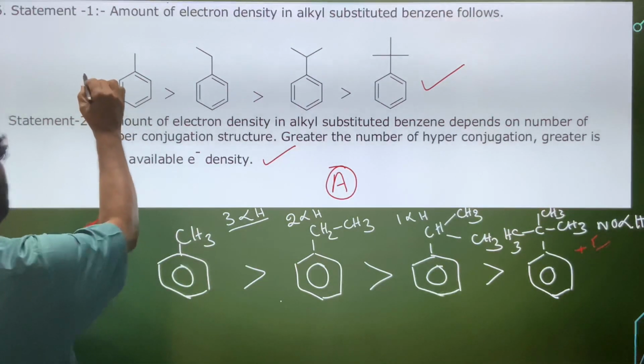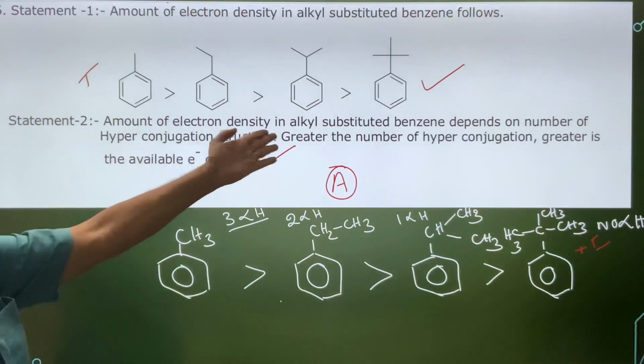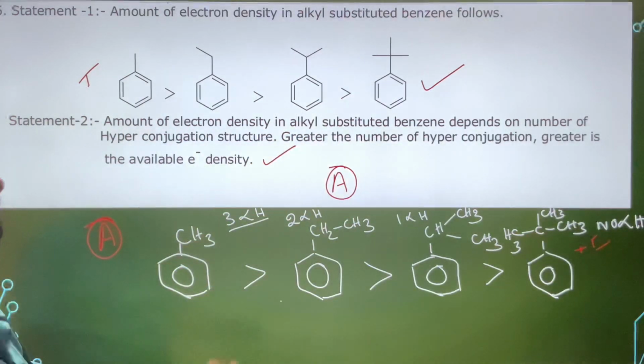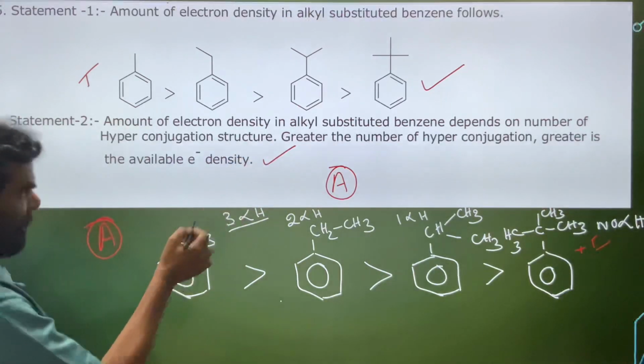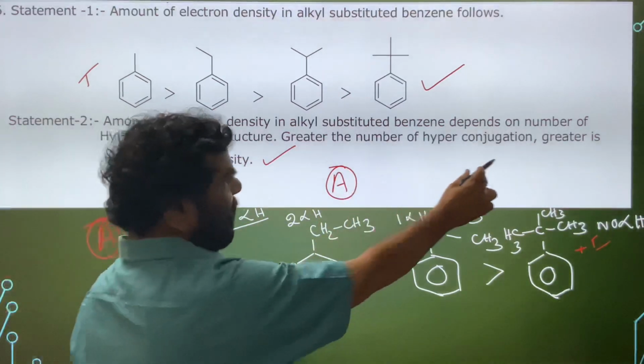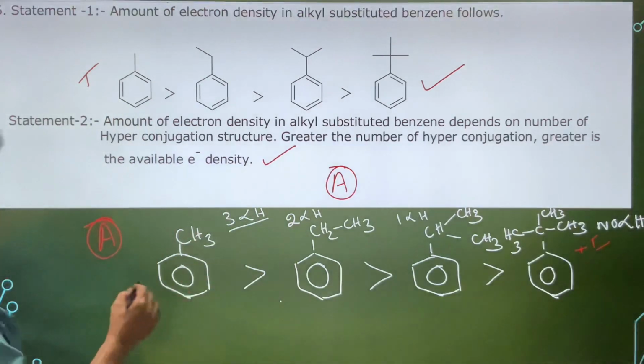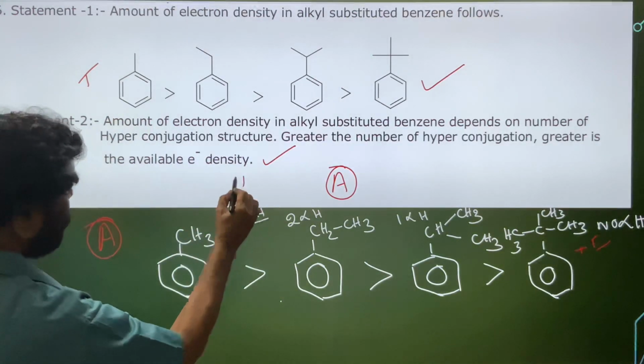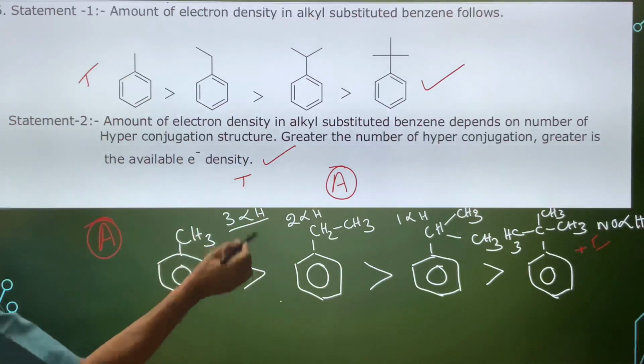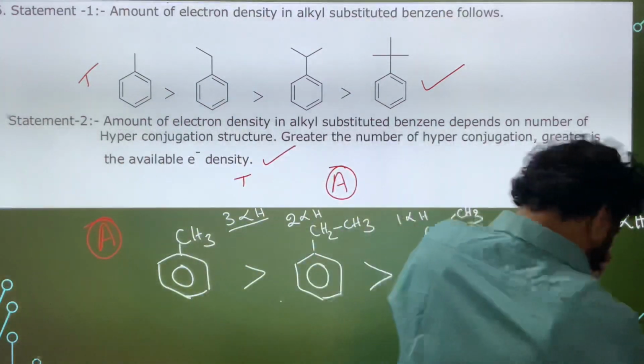This is true. The amount of the electron density on alkyl substituted benzene depends on the number of hyperconjugation structures. Yes, the greater the number of hyperconjugation structures, the greater is the availability of the electron density. This is correct. This is true. Correct explanation. Therefore, A is the correct option.